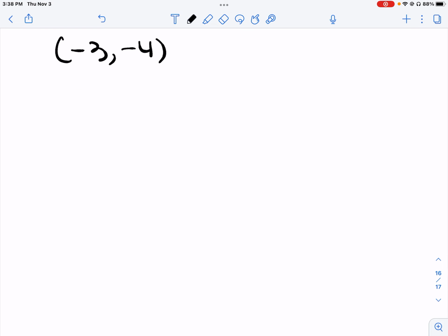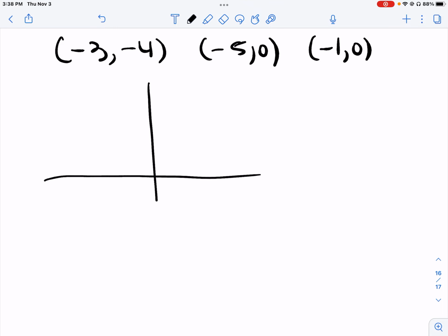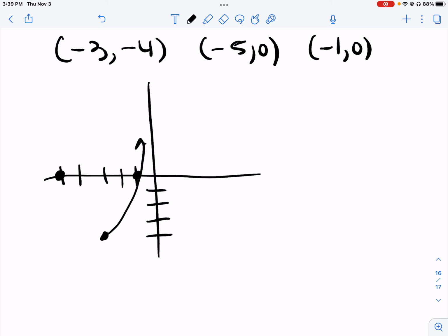So now we're going to graph those 3. -3, -4, left 3, down 4. Negative 5, 0, left 5, up none. Negative 1, 0, left 1, up 0. Okay, and you'll pick the graph that matches.